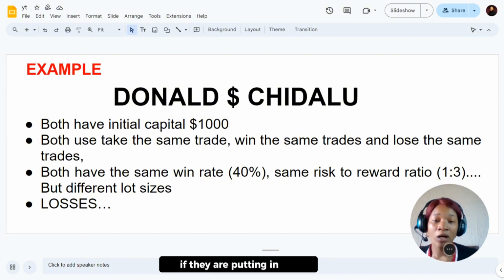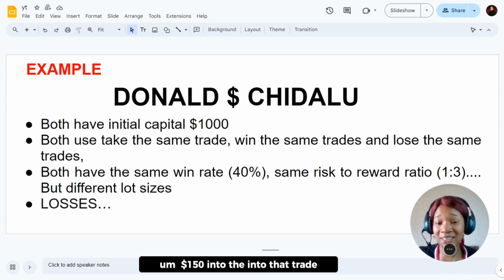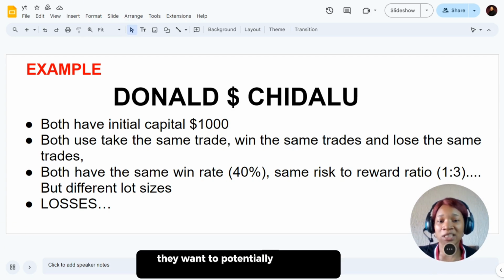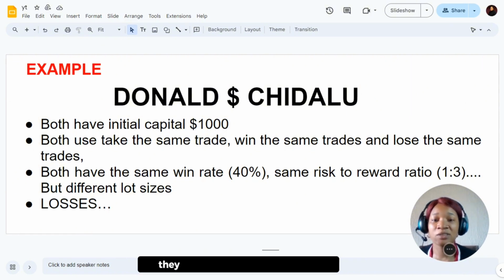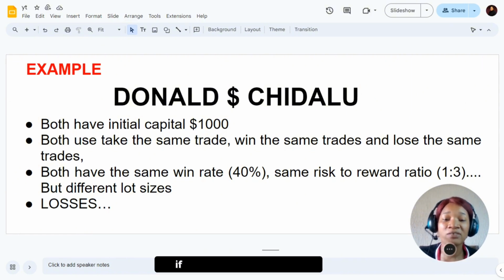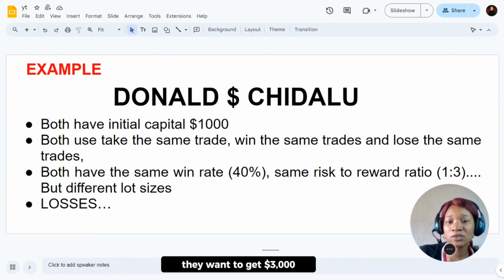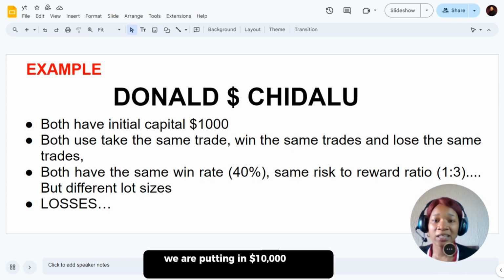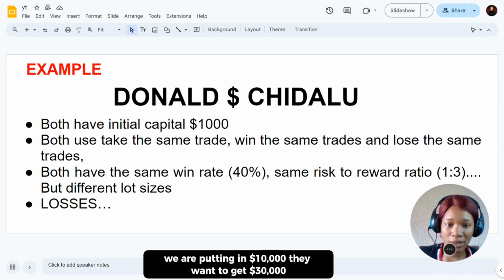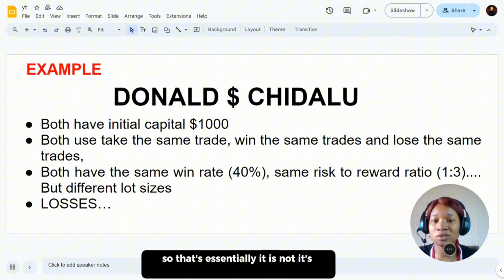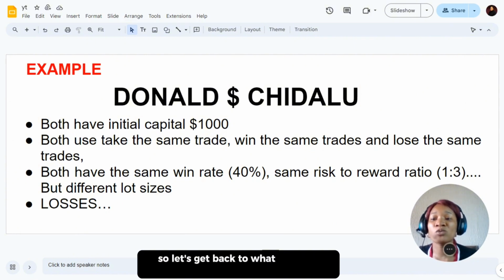If they are putting in $150 into that trade, they want to potentially get $450, right? If they're putting in $1,000, they want to get $3,000. If they are putting in $10,000, they want to get $30,000. So that's essentially it. It's not difficult. So let's get back to what we were saying.